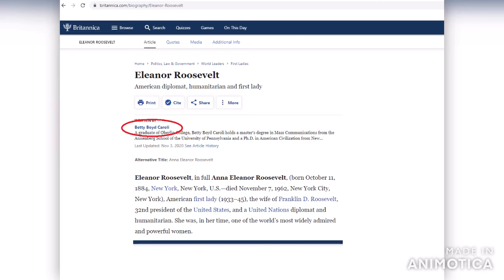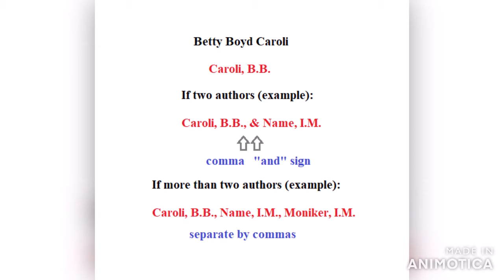To put the author's name in the reference, we will put the author's last name first, a comma, and then the initial of the author's first name or names. A period follows each of these initials.